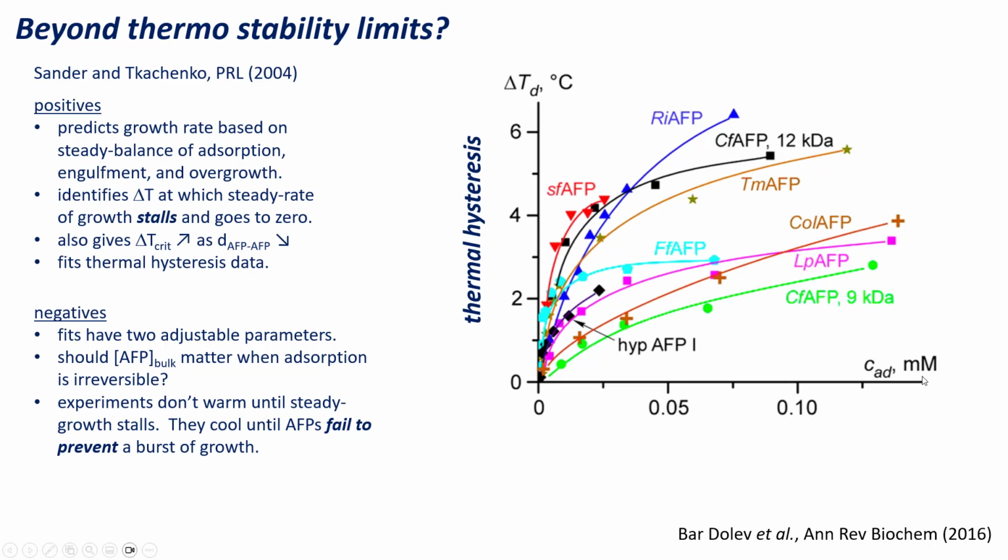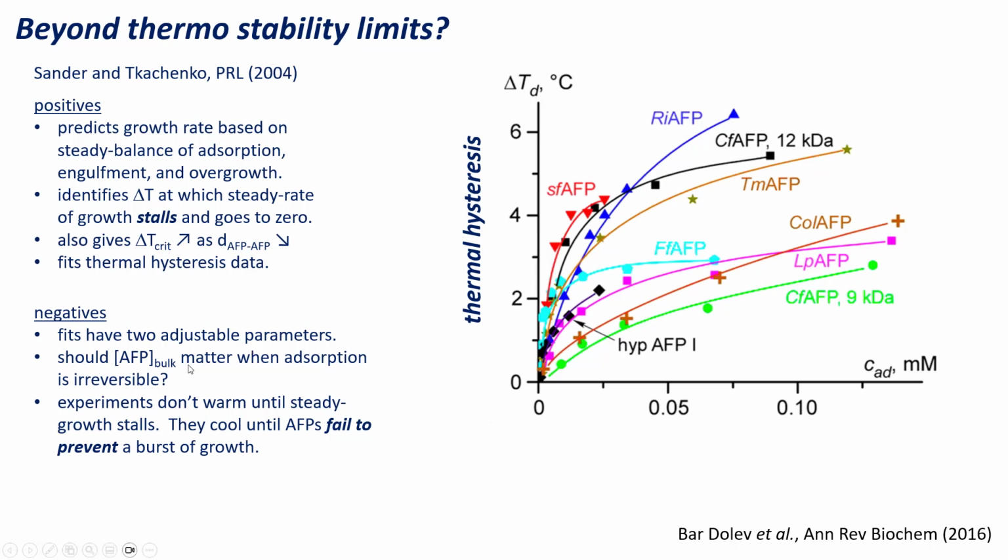Ido Braslovsky's group has shown that as you vary the concentration of antifreeze proteins in the solution around the ice, the thermal hysteresis values increase in a way that can be fitted by a theoretical equation that comes out of the Sander and Tchachenko analysis. It should be noted here that all of these fits have treated two parameters in the Sander and Tchachenko theory as adjustable parameters. In principle, those are things that we can now predict. There should be some effort to go back and check whether the predicted values for these parameters match the fitted values, to check whether these are fortuitous fits or whether they're physically meaningful.